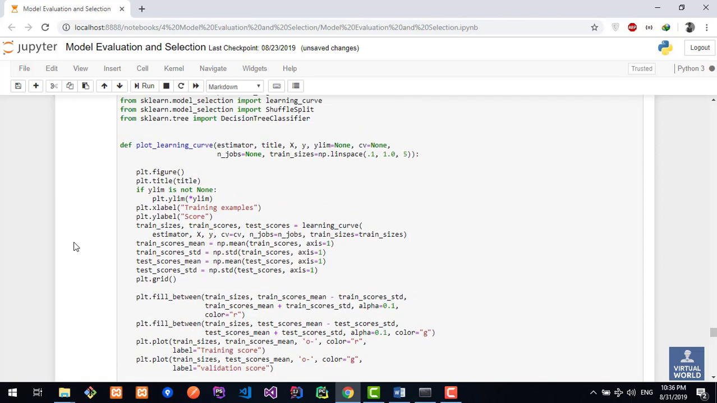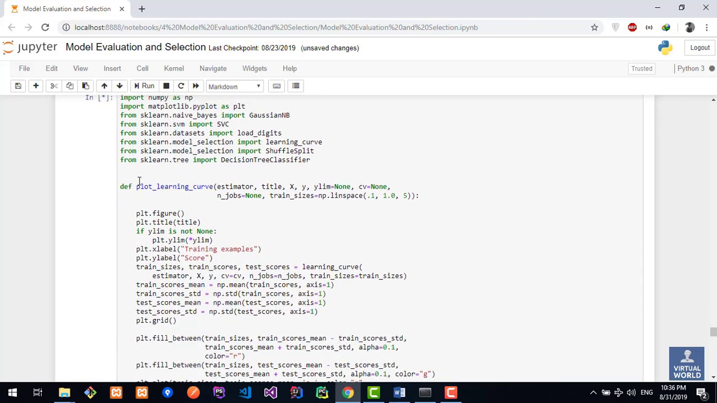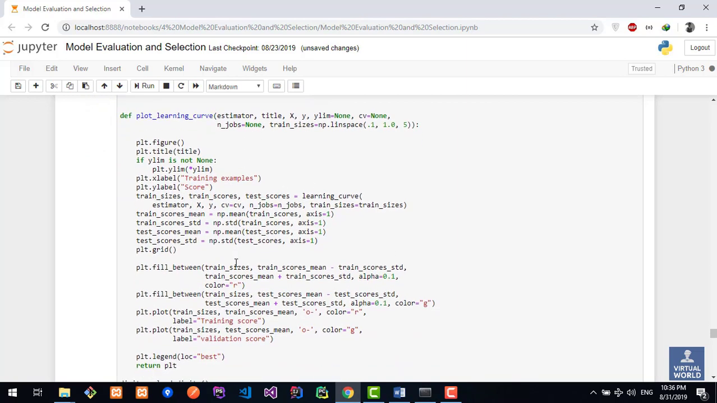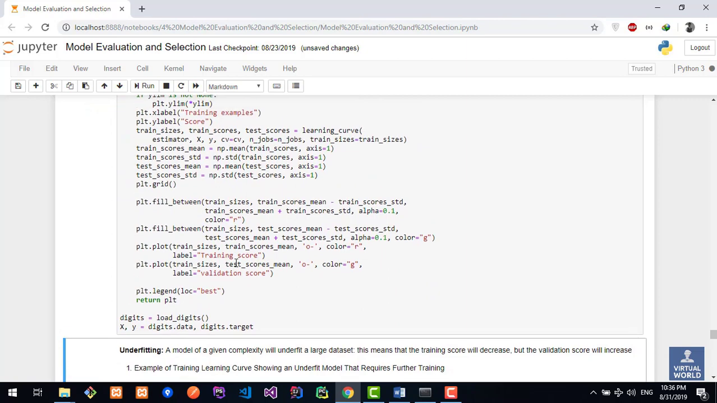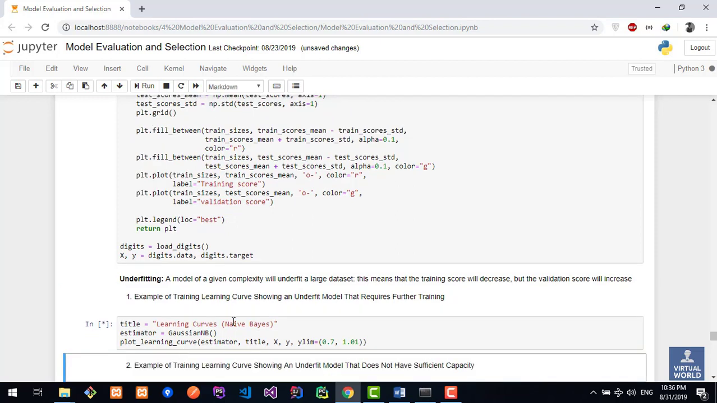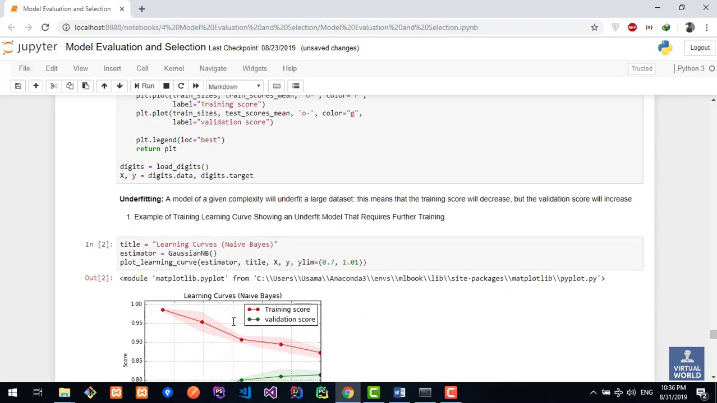First, we will import the libraries and the dataset. And here is the code to plot our train and validation scores over our training examples. So in our example, we have a digit dataset and a Gaussian naive Bayes classifier. And after fitting the data, our learning curves look like this.